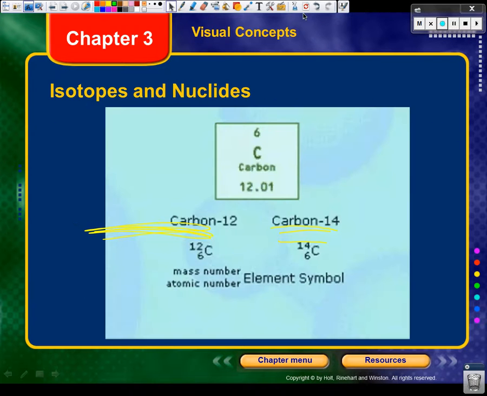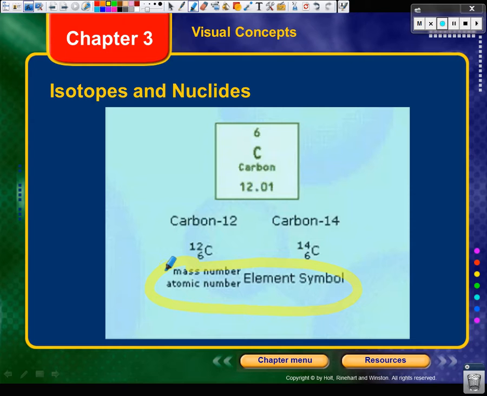I know you don't have this slide, but I just want to talk about it. So you just drew this right here. Okay, we said the mass number over the atomic number. So if I asked you about carbon 12, which is what it says, carbon dash 12, the mass number is 12, the atomic number is 6. So for carbon 12, how many neutrons would it have? 6. 12 minus 6 is 6.